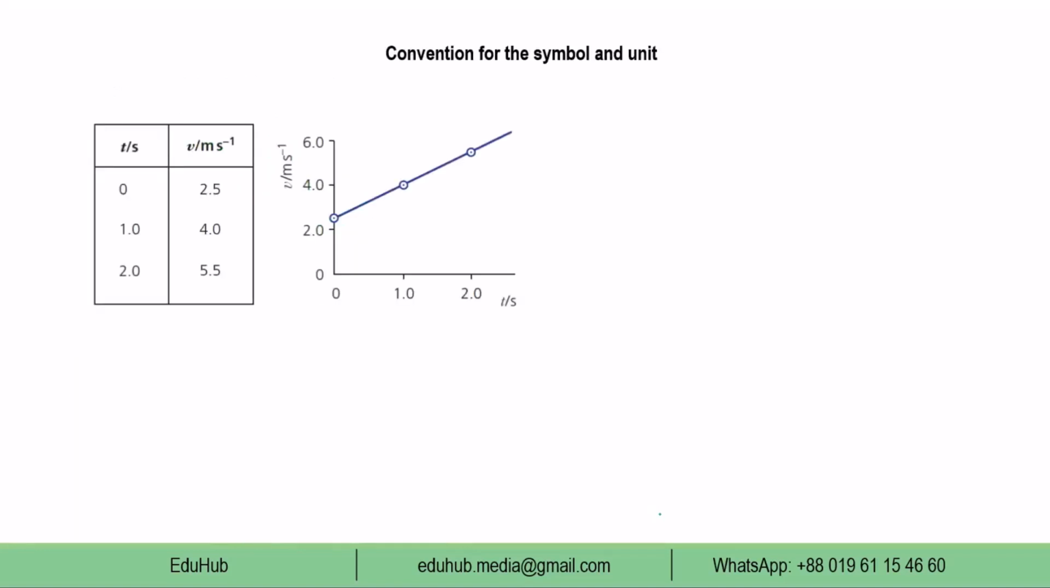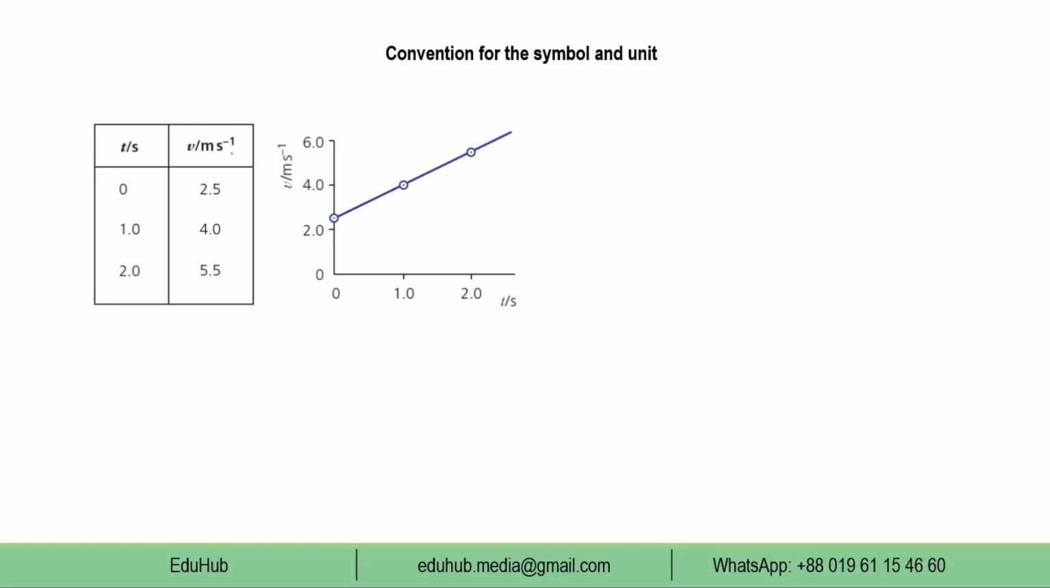So our next topic is convention for the symbol and unit. For symbol, it will be printed in italic form, and for the unit, it will be printed in Roman form, and those two will be differentiated through a forward slash. So here the symbol for time is t, and the unit for time is second, and these two are differentiated by a forward slash.